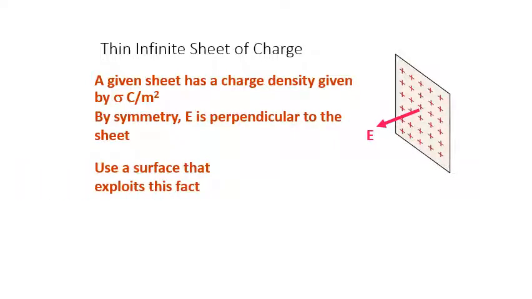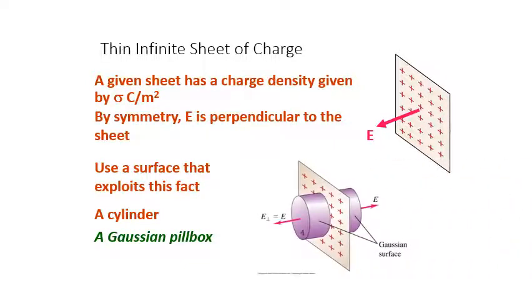Now, a surface that exploits this fact will be a cylinder, also called a Gaussian pillbox, and here we can calculate this using the Gaussian surface.